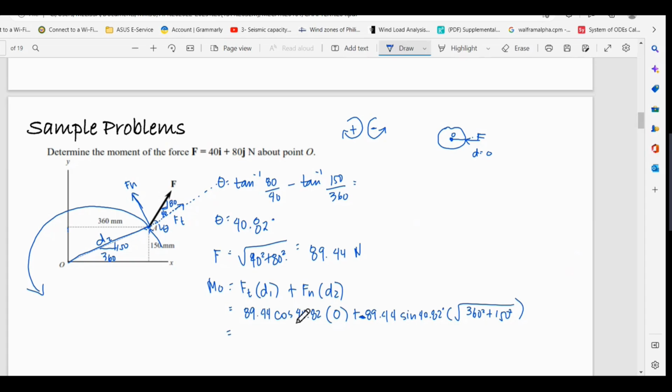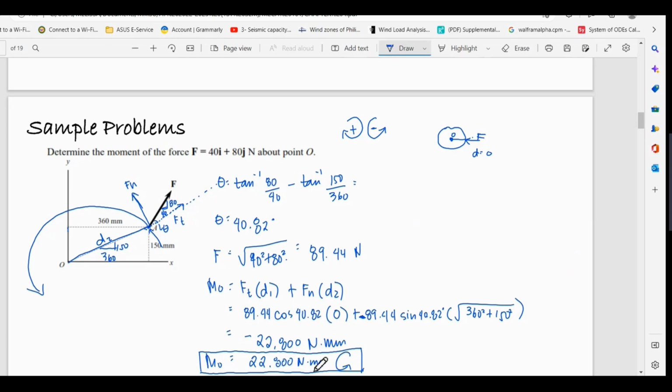So, it is equal to negative 22,800 Newton millimeter. So, ano yung negative na to? It will signify that the moment is in counterclockwise motion, or 22,800 Newton millimeter counterclockwise. Okay? So, this will now be the final answer. Or kung gusto niyo i-express into Newton meter, okay lang din.